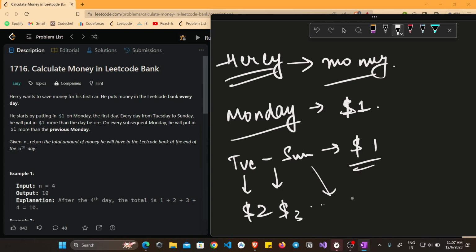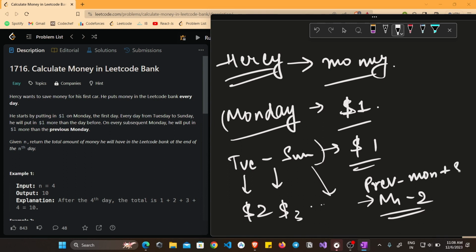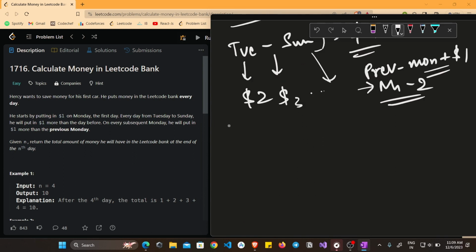We have been told that on the next Monday, suppose this is one week from Monday to Sunday, and there is another week after this, after the completion of this Sunday, that is another Monday. Let me call it Monday 2. On Monday 2, he will be depositing some money. That money will be equal to whatever he deposited on the previous Monday plus $1. So he will increase the deposit amount at the start of every week by $1 compared to the previous Monday. That was the question. I hope the question is clear.